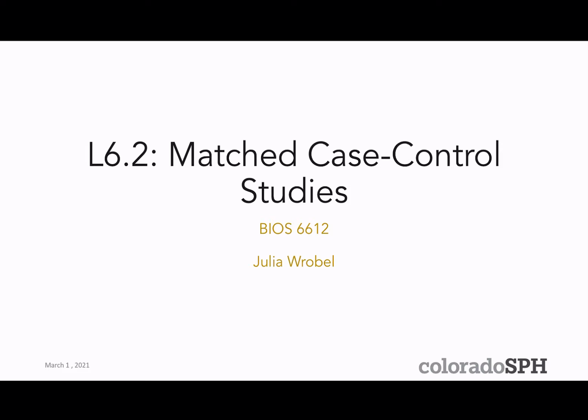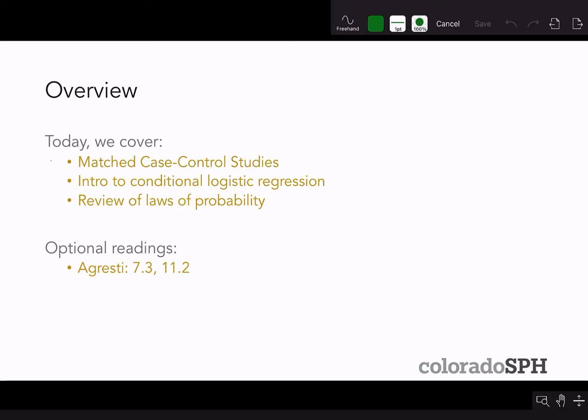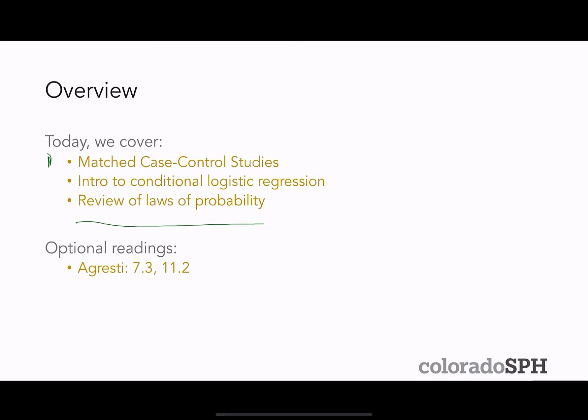In this lecture, we're going to talk about matched case control studies. Along with the actual design, we'll talk about an introduction to conditional logistic regression, which can be used to analyze matched case control study data. And we're going to briefly review the laws of probability, which will be necessary in the next lecture for deriving the likelihood function for conditional logistic regression.